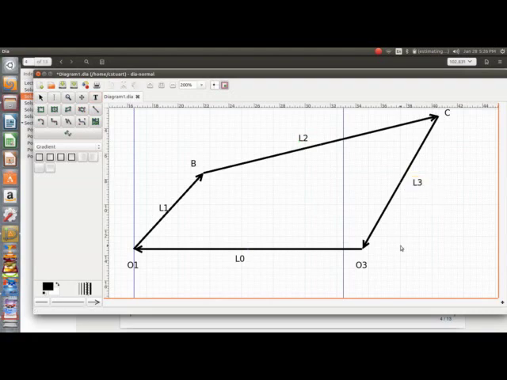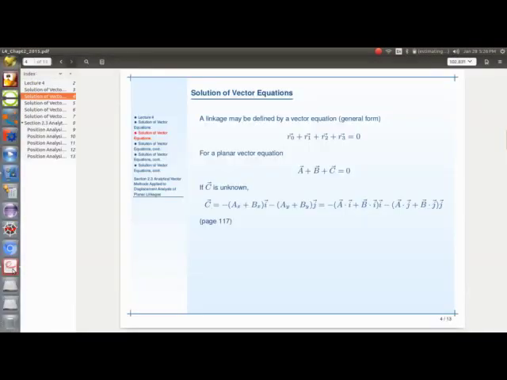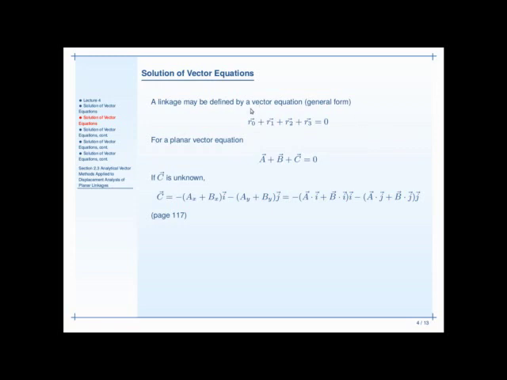So we can see, by drawing upon the vector lecture that we had last time, if we physically add these vectors together, L sub 0, L sub 1, L sub 2, and L sub 3, we get back to where we started. We've created a closed vector chain. That's what this equation represents. Now, for any planar vector equation, we can make a general definition that adding A plus B plus C is equal to 0 if they are a closed vector chain.